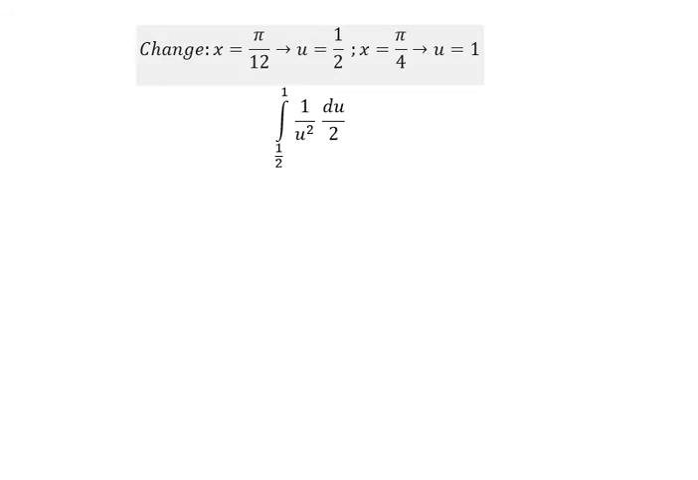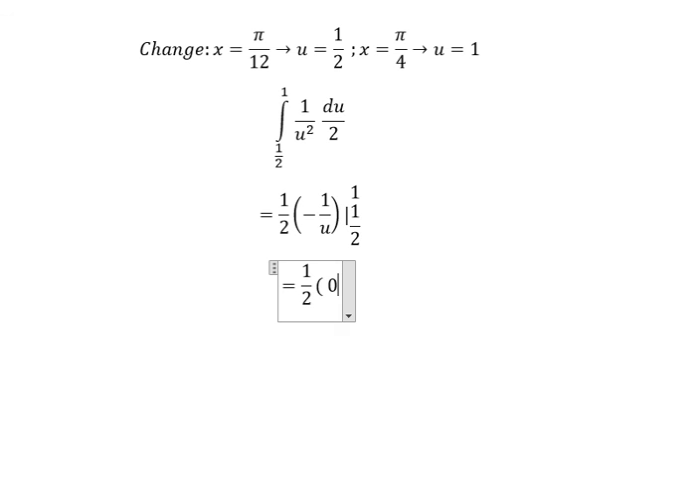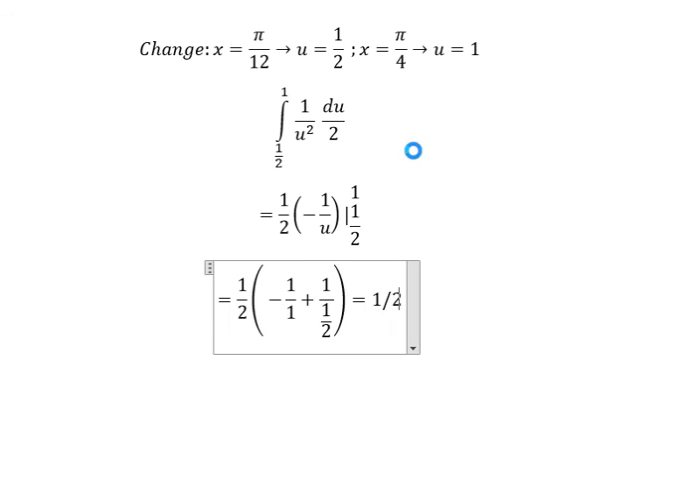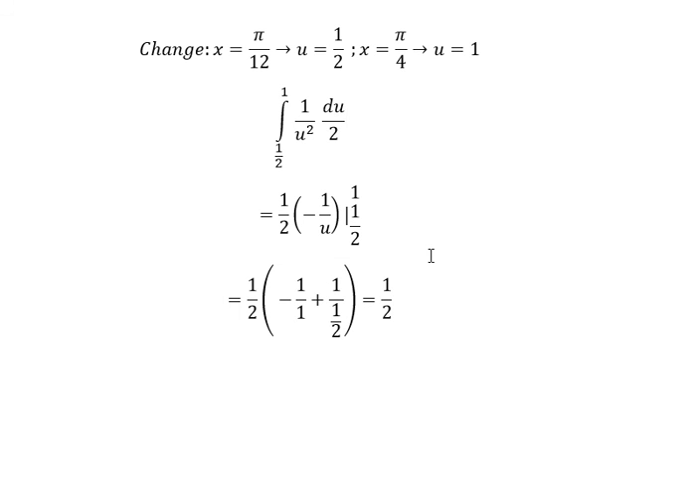And now we can get the final answer. The integral of 1 over u squared, you will get negative 1 over u, and we have 1 and 1 over 2 in here. So we can get the final answer. That's 1 over 2. This is the end. Thank you for watching.